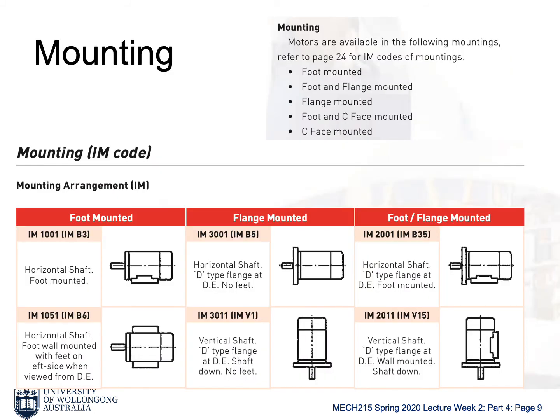It also depends on how you mount the motor. There's a few different options you can choose. We use the IM code, which is from an international standard, that shows different ways of mounting. There's a code with 4 digits, and the combination of those digits shows a certain meaning of the mounting method. Remember, this IM is for the mounting method.